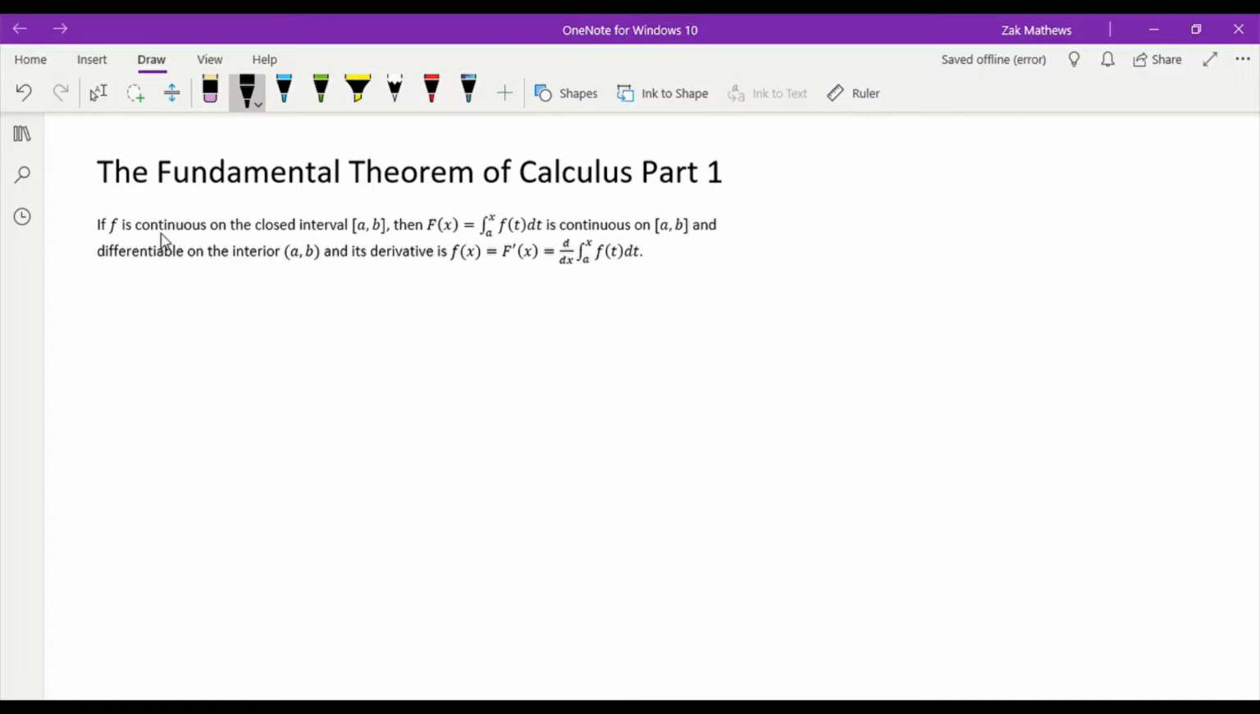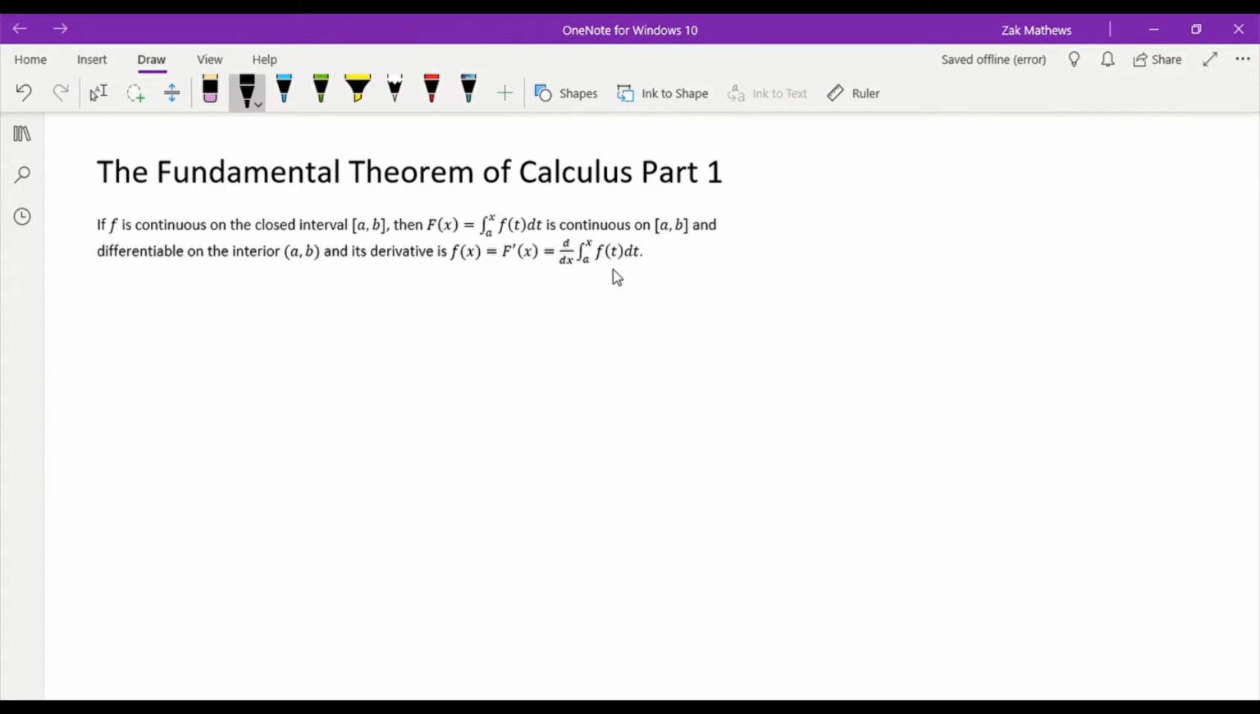So if f is a continuous function on the closed interval a to b, then big F of x is equal to the integral from a to x, little f of t dt, is continuous on the interval a to b and differentiable on the interior a to b, and its derivative, little f of x, is equal to big F of x primed, which is equal to the derivative of that integral. So tying together, like I said, the derivatives and the antiderivatives into this definite integral. If we take the derivative of an integral, taking the derivative of that antiderivative gets us back to that initial function, just perhaps with a different variable.